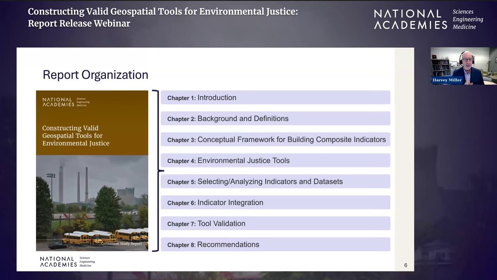Chapter six discusses the key problem in composite indicator construction, how to scale, weight, and integrate individual indicators that comprise the composite indicator. We pay particular attention to the methods in the current version of CEJST, and potential alternatives. And this chapter also discusses how to capture cumulative burdens through indicator integration. Chapter seven discusses the important process of tool validation for elevating the trustworthiness and utility of these geospatial tools. And chapter eight summarizes our recommendations, which we'll talk about in detail today.